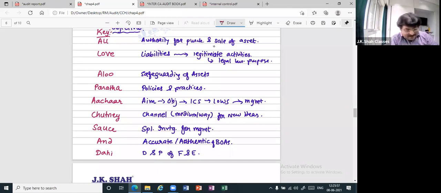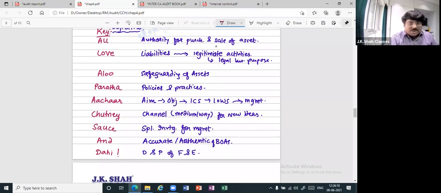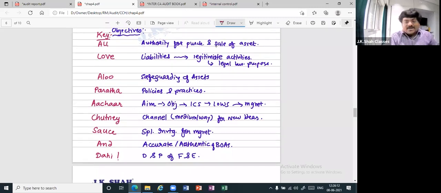It's not that bad. It is one of the nice ones that I have. Come on. Tell me. Tell loudly first. All love, aloo, paratha, achar, chutney, sauce, and dahi. Correct. Once you know this, you people get nothing but two things. One, hunger. Second, the answer.